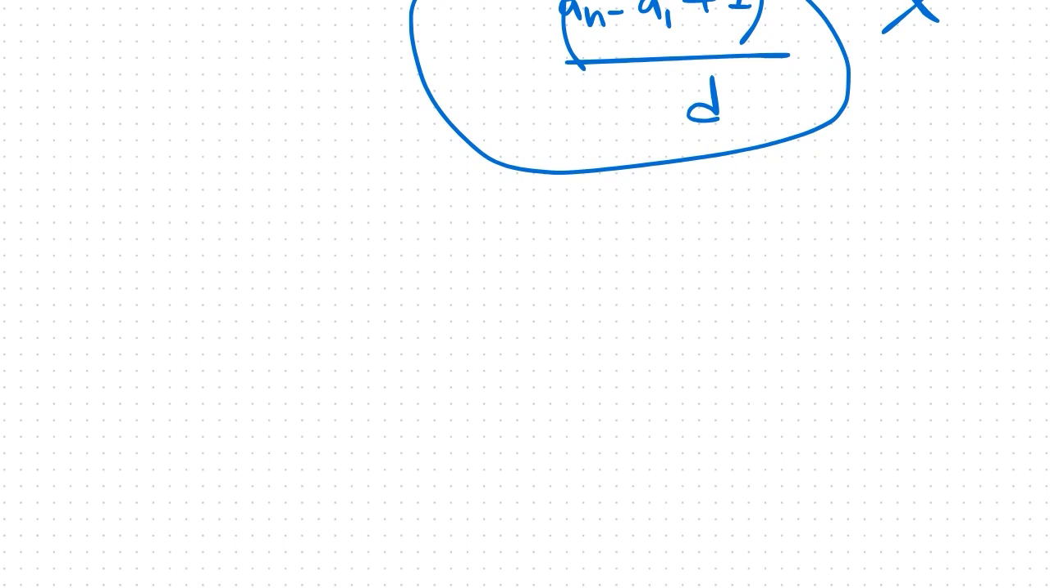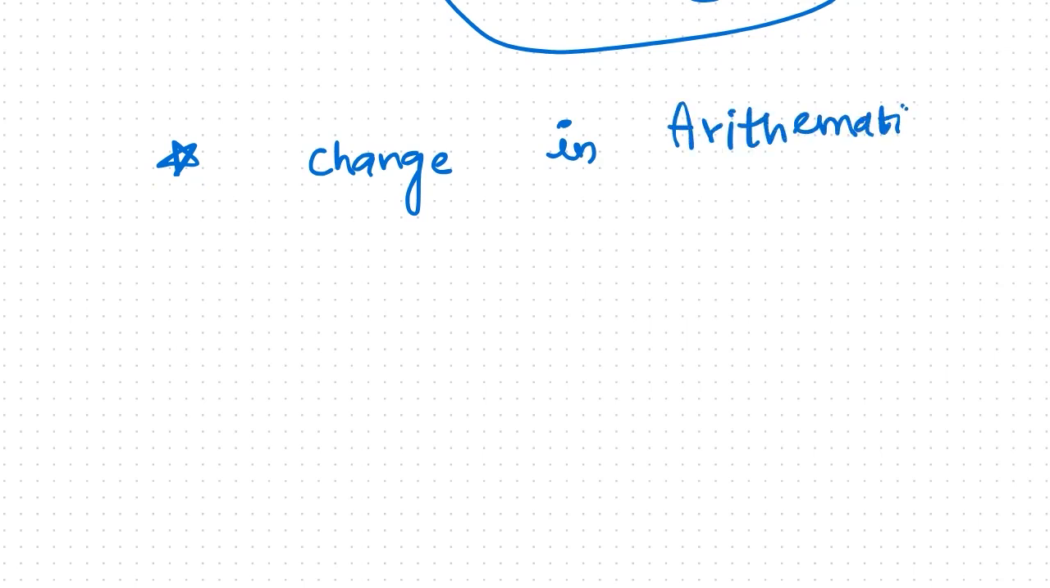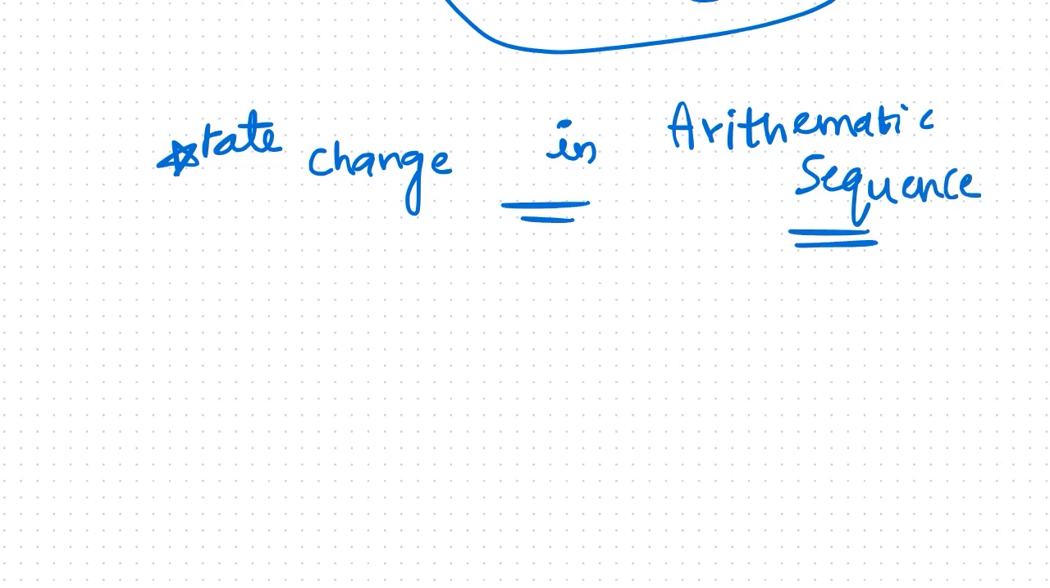We know that arithmetic sequences follow a linear relation. So if you talk about the rate of change in an arithmetic sequence, what will be the answer? The rate of change will be constant throughout.